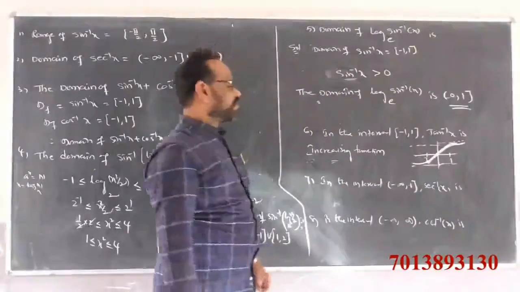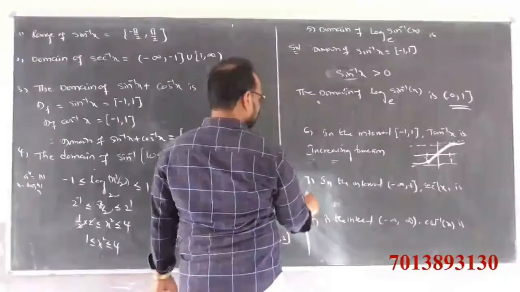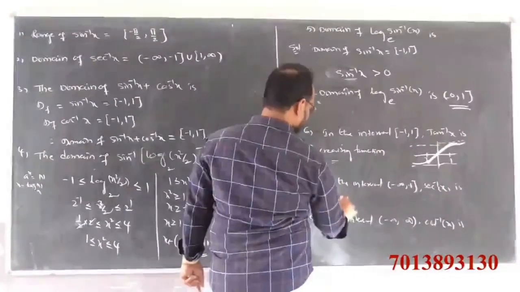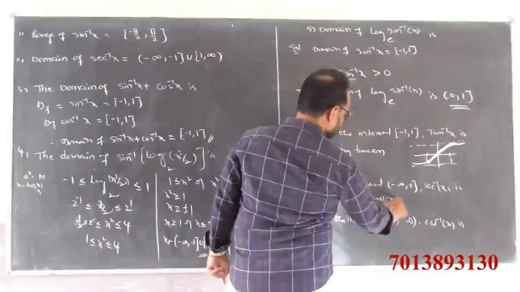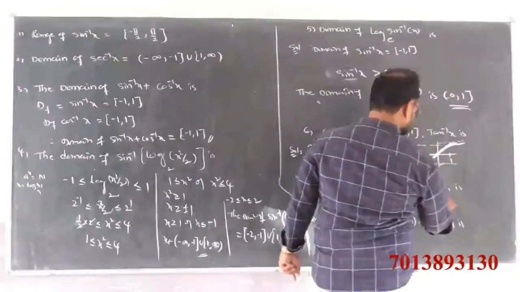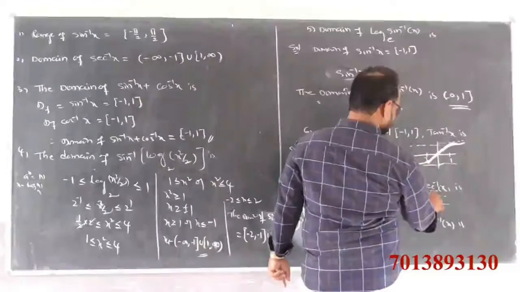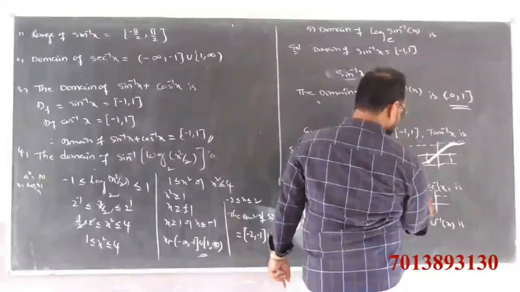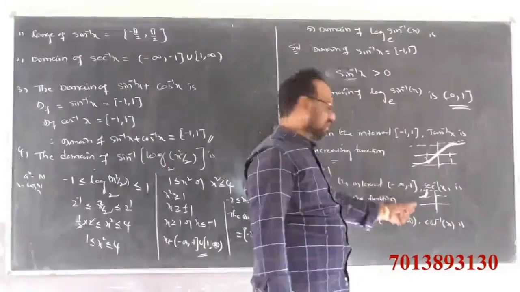In the interval minus infinity to minus 1, what is secant inverse of x? Secant inverse of x is also an increasing function. If you observe the graph of secant inverse x from minus infinity to minus 1, the secant inverse x graph is an increasing function.